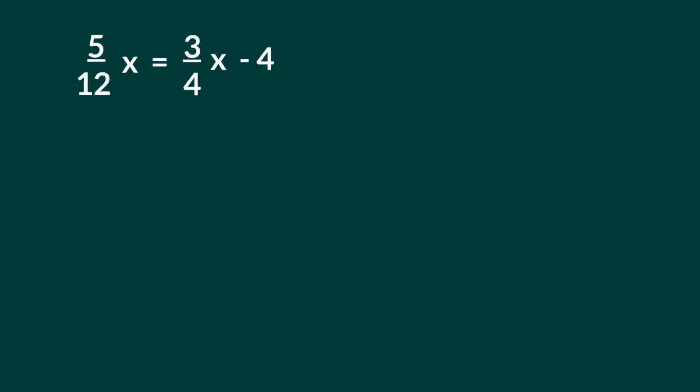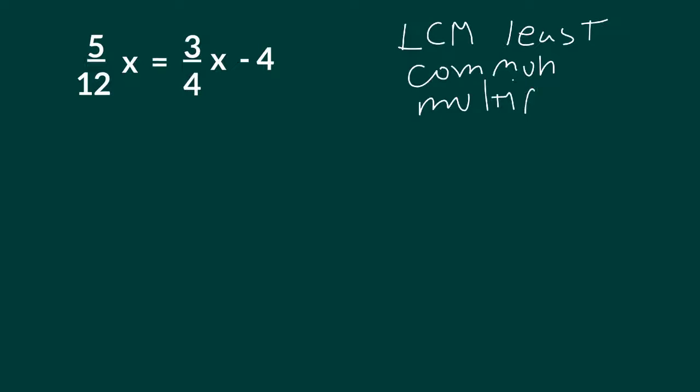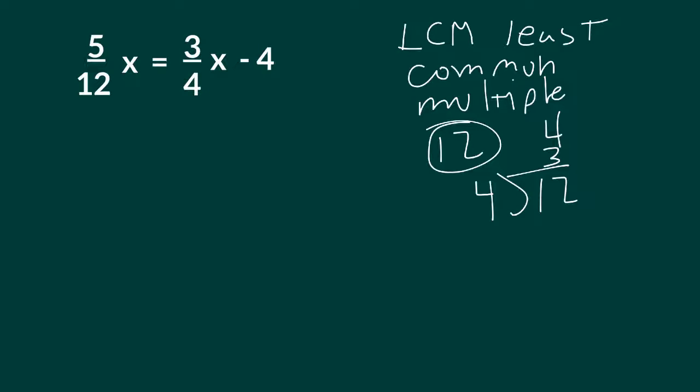Now I know how everyone just loves to work with fractions, so we're going to get rid of the fractions. And we're going to do that by working with the LCM. That would be the least common multiple of the denominators. Well, the denominators here are 12 and 4. 12 is the largest number. 4 does go into 12 evenly, so it turns out the least common multiple is the 12.